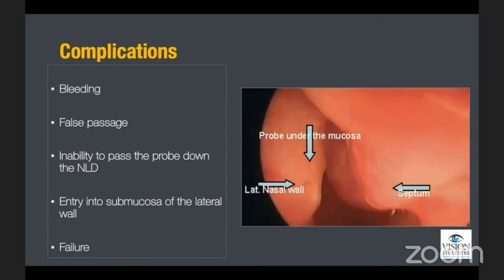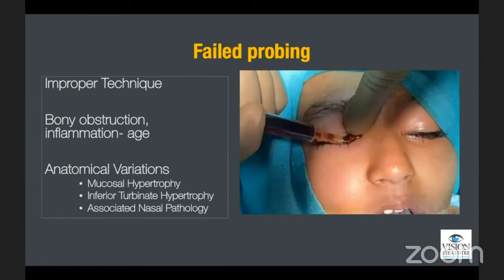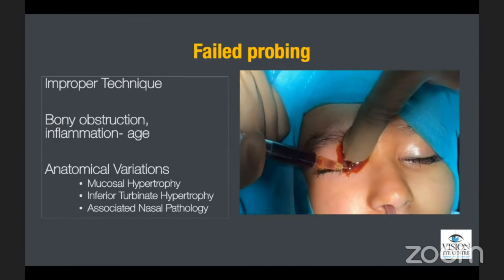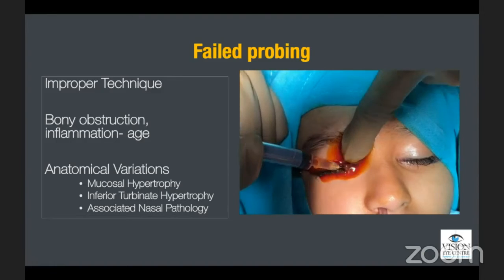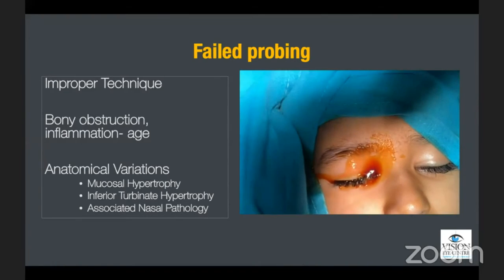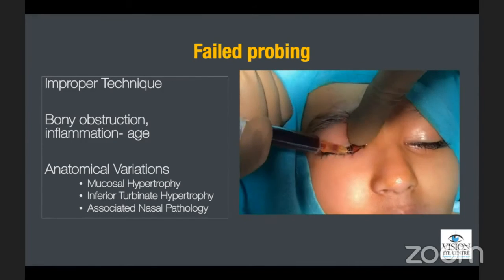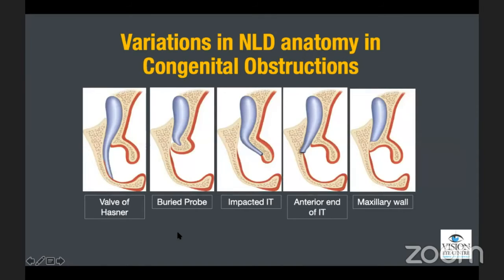Some complications are bleeding. Bleeding is usually due to a false passage, and inability to pass the probe down to the NLD, sometimes entry into the submucosa of the lateral wall, and of course, failure. So a failed probing could be because of an improper technique or a bony obstruction or inflammation with age. So the older the child is, the more inflammation they've had in their canaliculi over the months. So that is one of the reasons. And there are anatomical variations, such as buried probe, impacted inferior turbinate, going to the anterior end of the inferior turbinate and the maxillary wall.